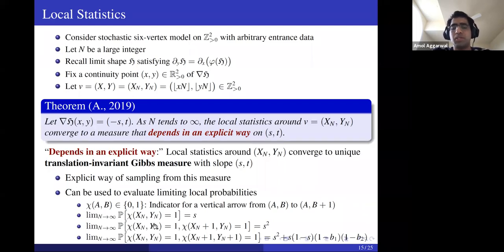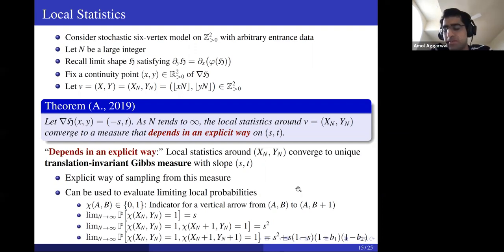So now if I look at the probability that the vertical arrow exits from two adjacent locations, like chi of xy and chi of x plus 1 y, the probability that those are both 1 is s squared. So in that case, those two events are independent from each other. It's s times s. But now if I imagine these two sites are diagonally adjacent, so I look at the event that a vertical arrow exits from xy and a vertical arrow exits from x plus 1, y plus 1, just diagonally up and to the right of it, this probability becomes s squared times s times 1 minus s times 1 minus b1 times 1 minus b2. So then they're no longer independent anymore. And you can compute all sorts of local statistics of this type using this.